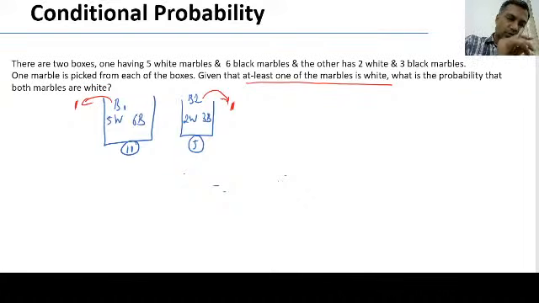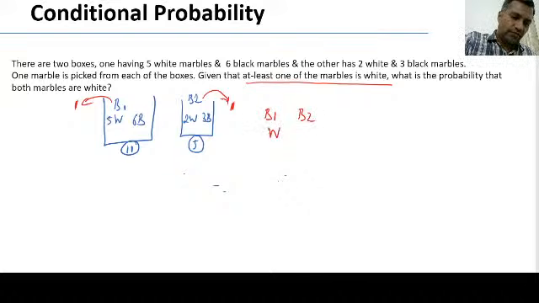Both marbles are white. Now this is the conditional probability, because you already told me that one is white. These are the three things that can happen. All right, box 1 you got white. Now let's put it like this: box 1 and box 2.